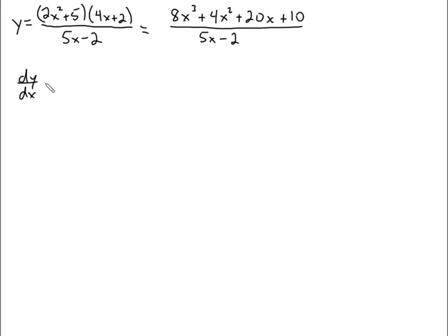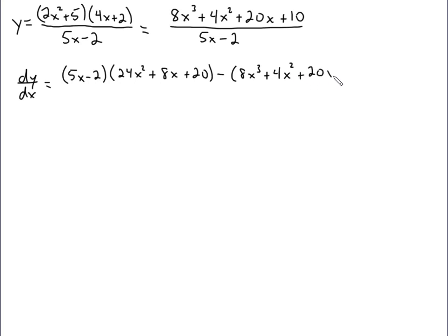So dy dx. Remember the memory aid for that, low d high minus high d low. So low function 5x minus 2 multiplied by the derivative of the high function. So d high, it's going to be 24x squared plus 8x plus 20, minus high d low, so that's this, and then d low, that's 5.